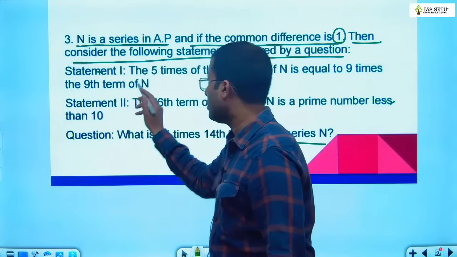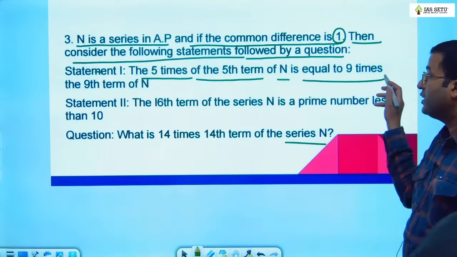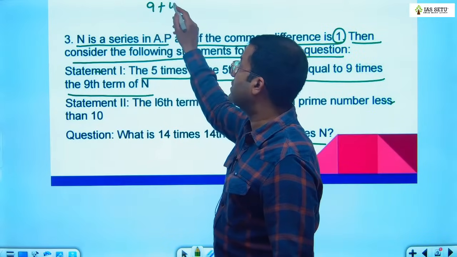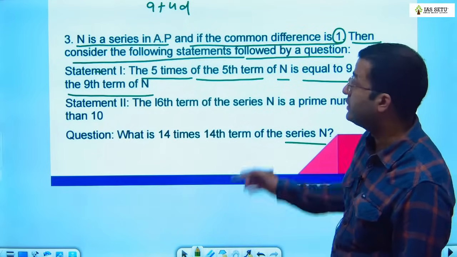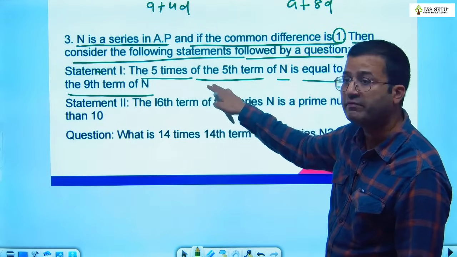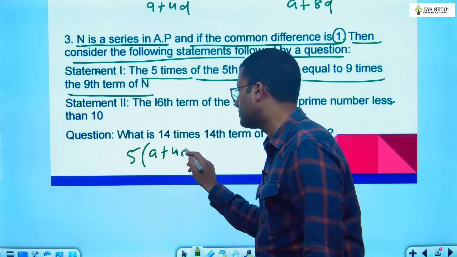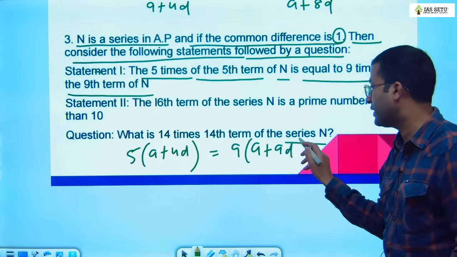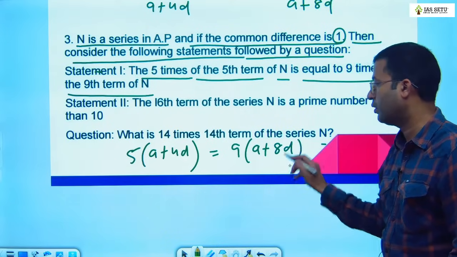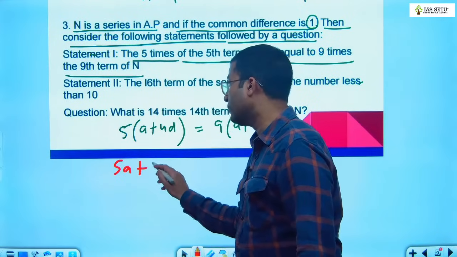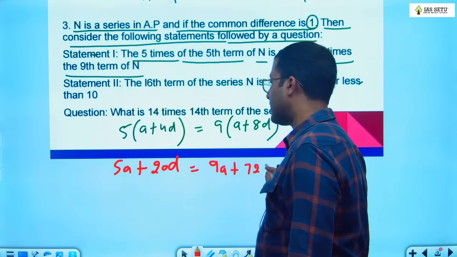Statement number 1 is: 5 times the 5th term of n is equal to 9 times the 9th term of n. What is the 5th term? a plus 4d. What is the 9th term? a plus 8d. So 5 times the 5th term, 5 multiplied with a plus 4d, is equal to 9 times the 9th term, 9 multiplied with a plus 8d. So this is 5a plus 20d is equal to 9a plus 72d.